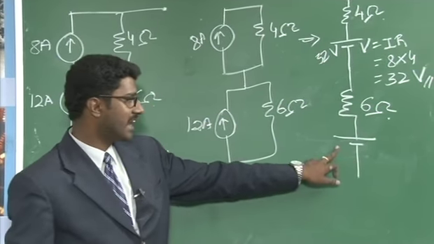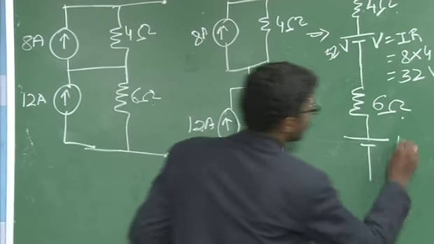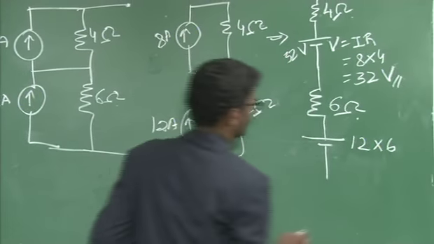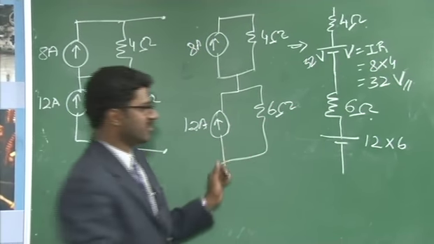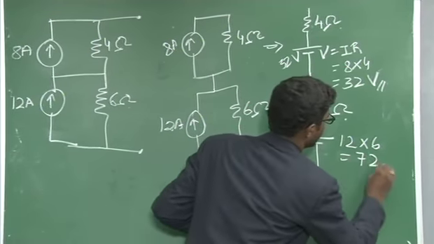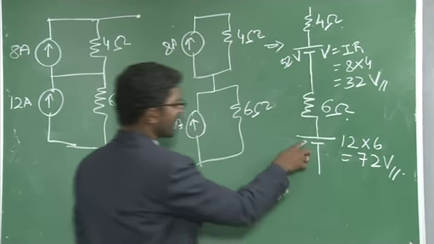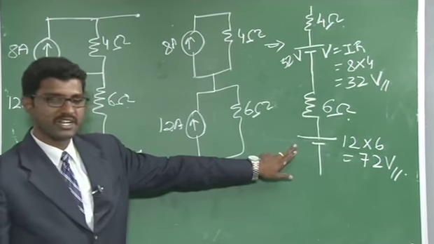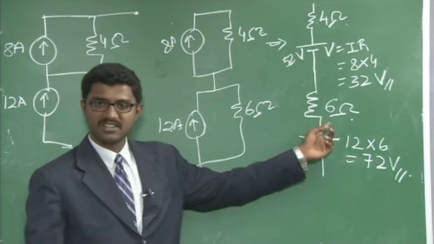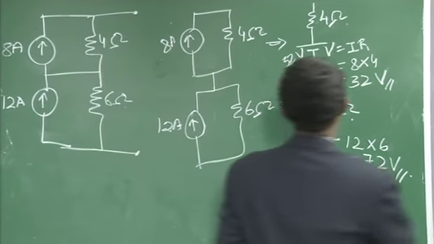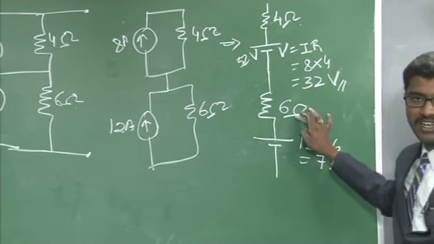V is equal to I into R, that is 12 into 6, where I is 12 and your resistance is given as 6, which will be equal to 72 volts. The magnitude of this voltage source is 72 volts, and the resistance will be the same as your source resistance, that is 6 ohm.